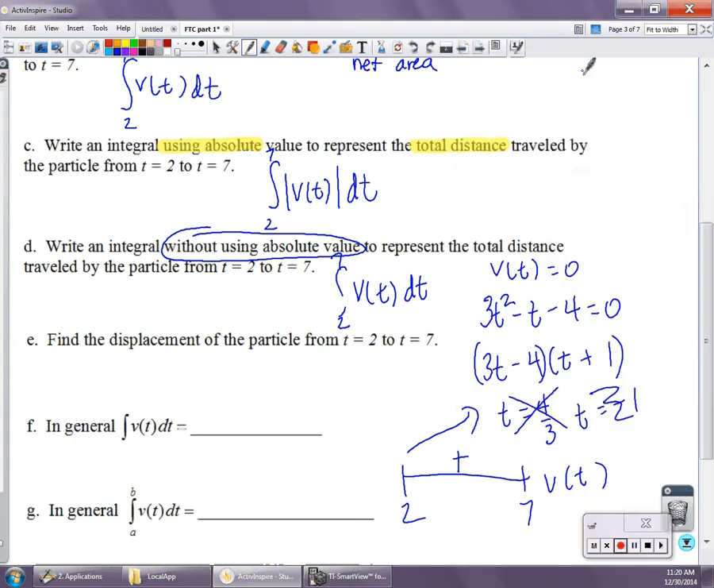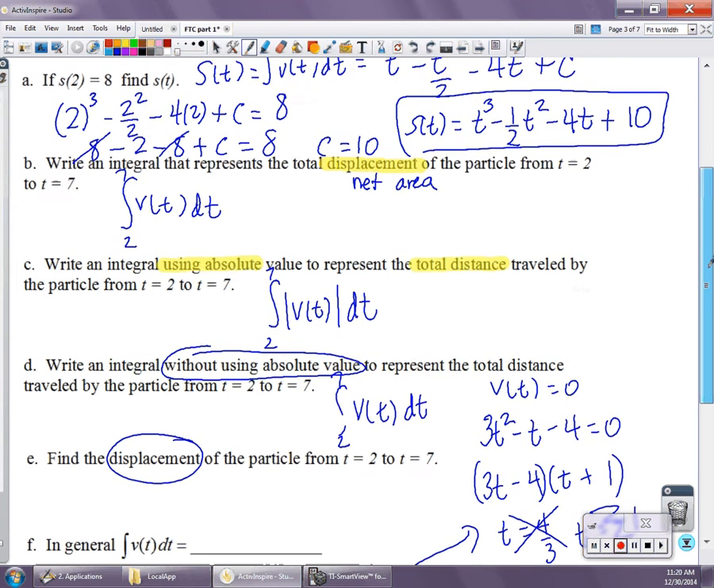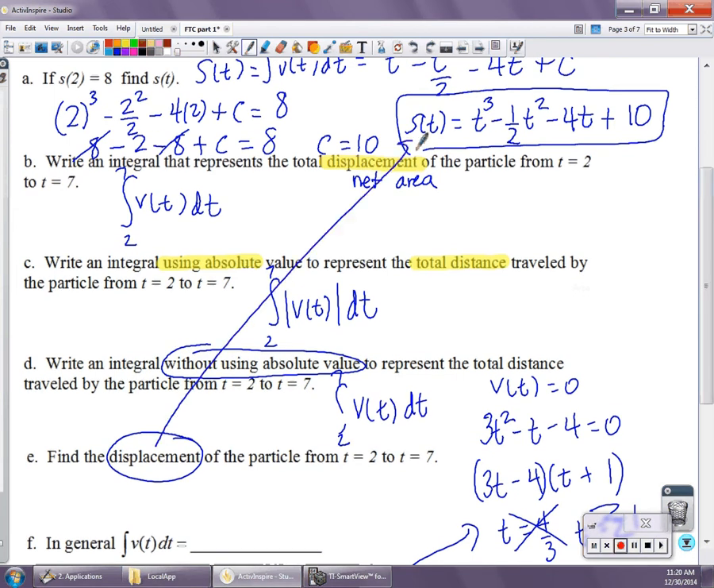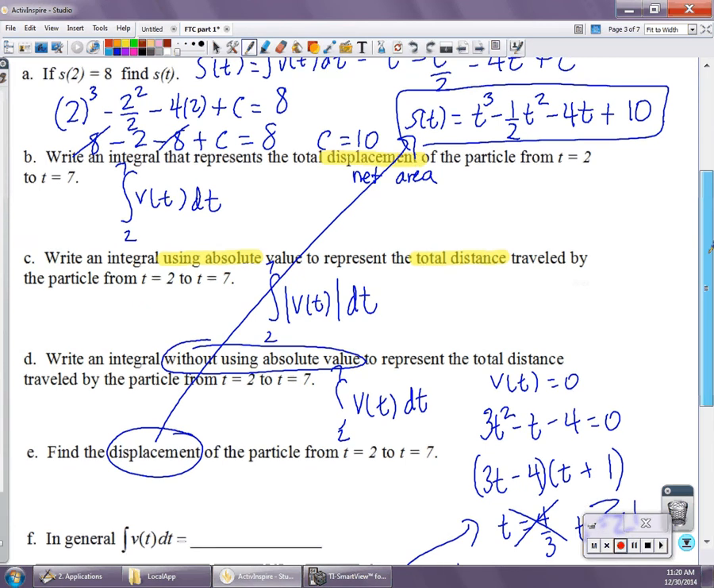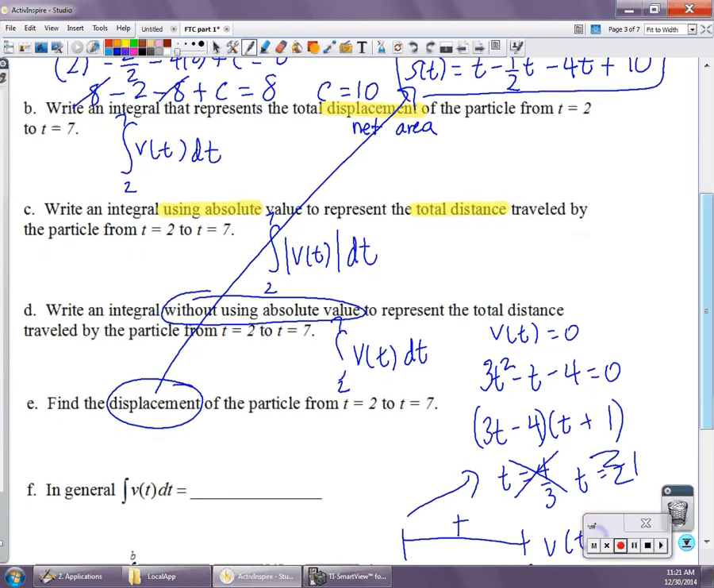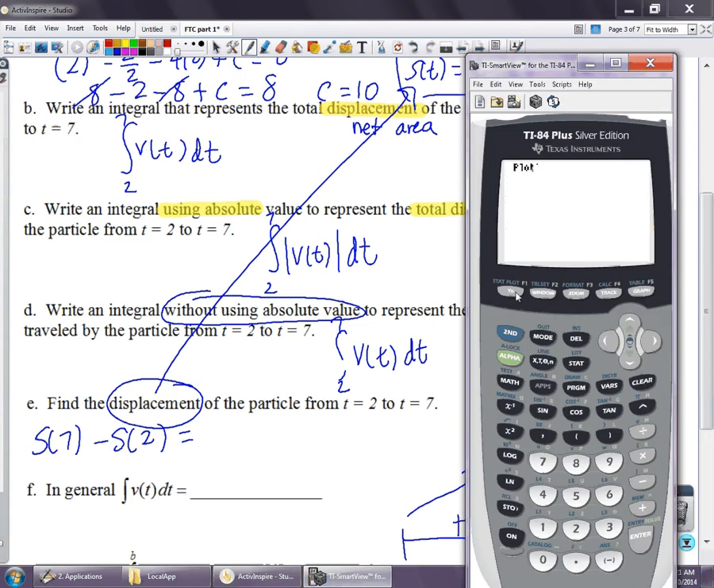All right, letter E asks us to find the displacement of the particle from 2 to 7. Now, remember, back in the beginning, we already found a function for the displacement, and displacement is change in position. So if we're going to go from 2 to 7, then we need to find s of 7 minus s of 2.